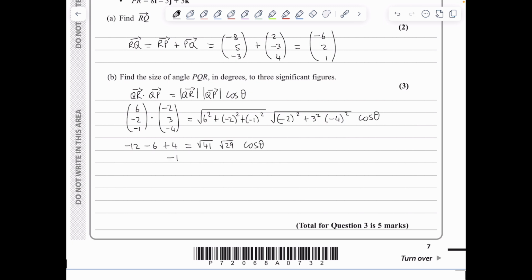So this leads to negative 14 being equal to root 41, root 29 cos theta. So negative 14 over root 41, root 29 is equal to cos theta. I'm going to do shift cos of the left-hand side, leading to theta being 113.954... and therefore to 3 significant figures, it's 114 degrees.